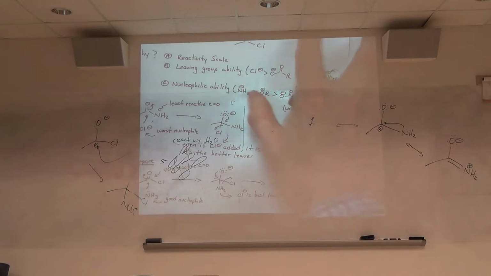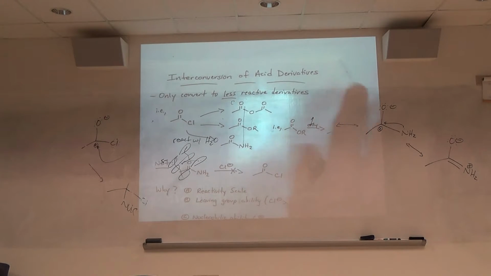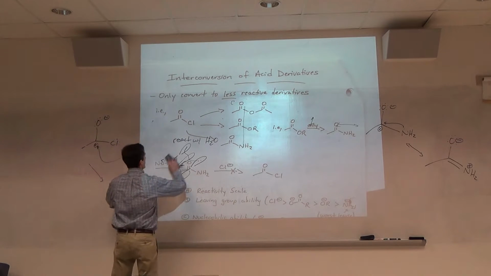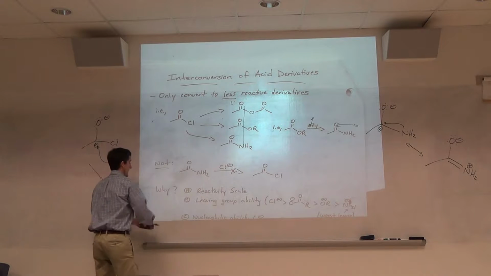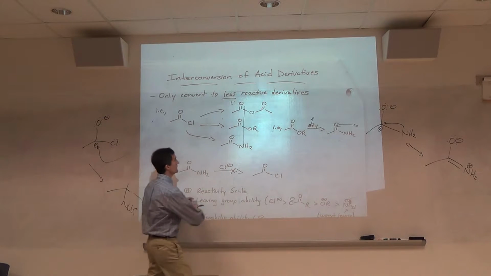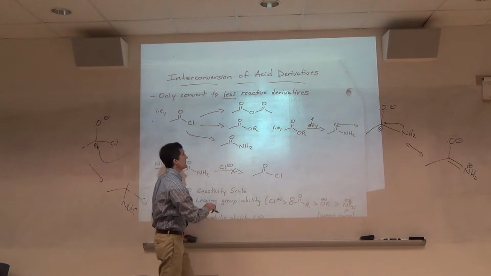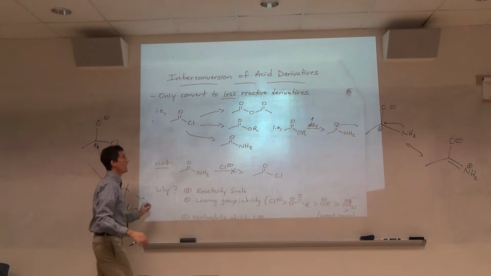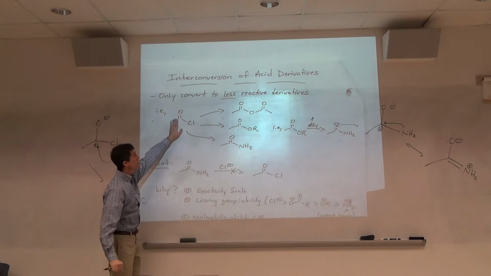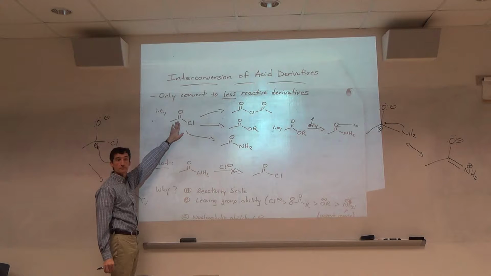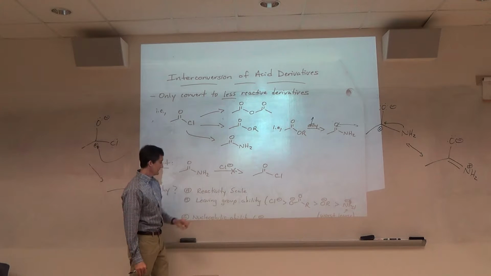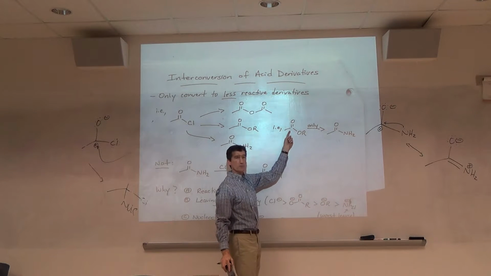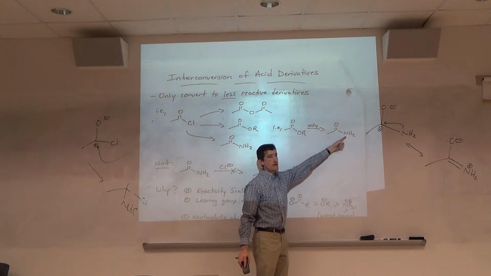Interconversion of acid derivatives. You can only convert to a less reactive derivative. Now, if you have an acid chloride, you can convert to the other 3. And there may be more acid derivatives, but these are the ones we're showing right now. Aren't all 3 less reactive than this? That means you can convert to all 3 of those. In contrast, if you have an ester, you can only convert it to what? An amide.